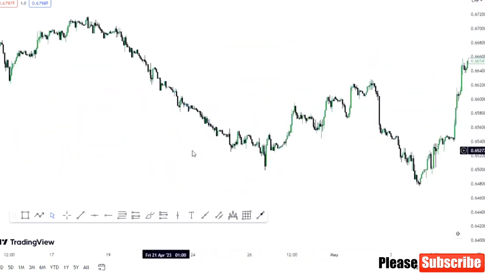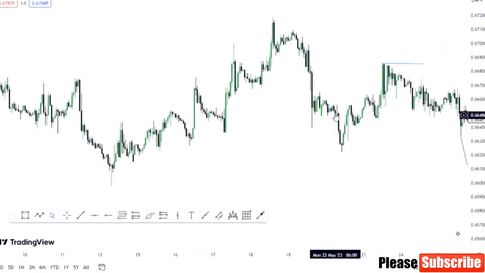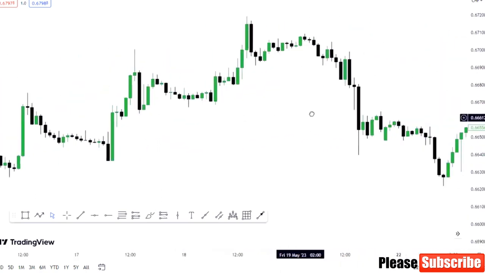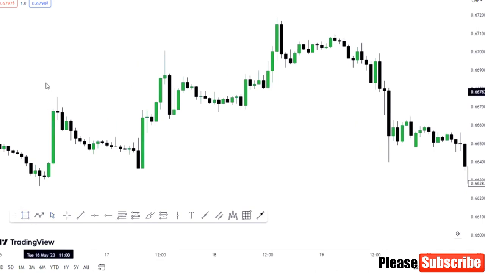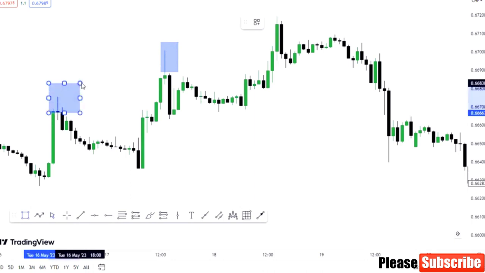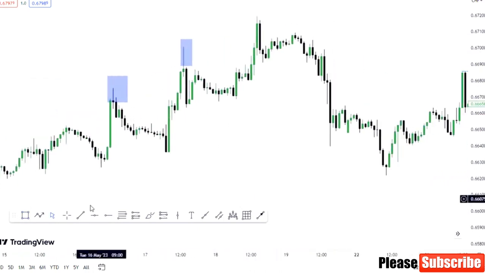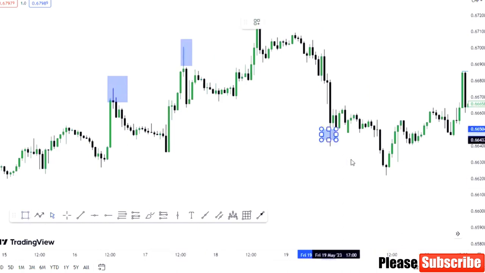It depends. Now let me show you something from here. Let me show you why you shouldn't be using weak lows and weak highs. If you look over here, you can see we have these candles. We don't have full candles over here. You can see these highs are not full candles at all, and these lows are not full candles either.